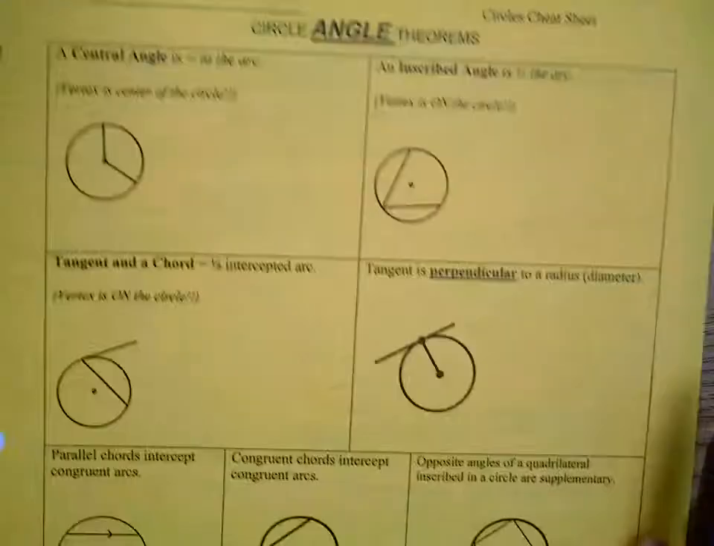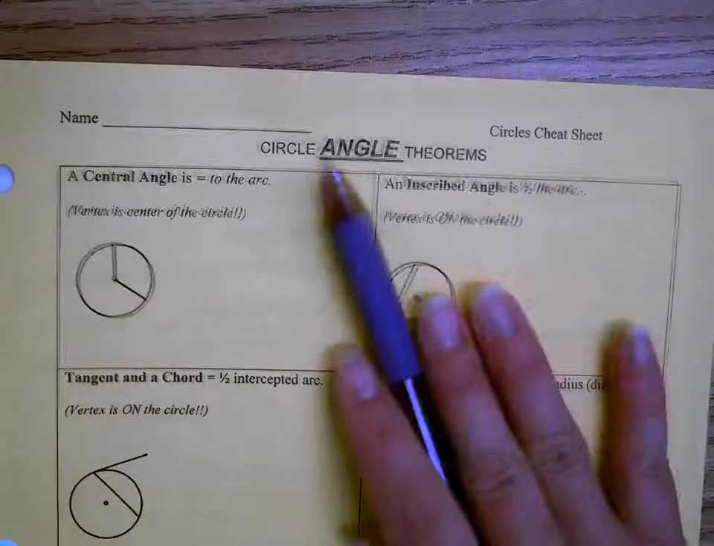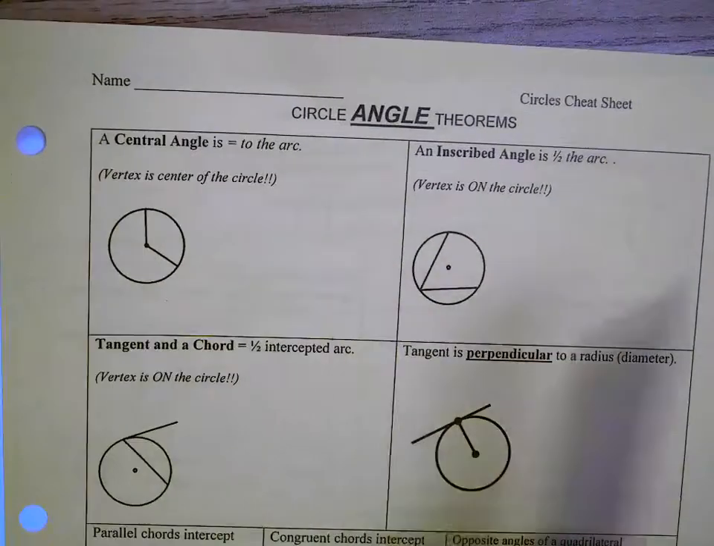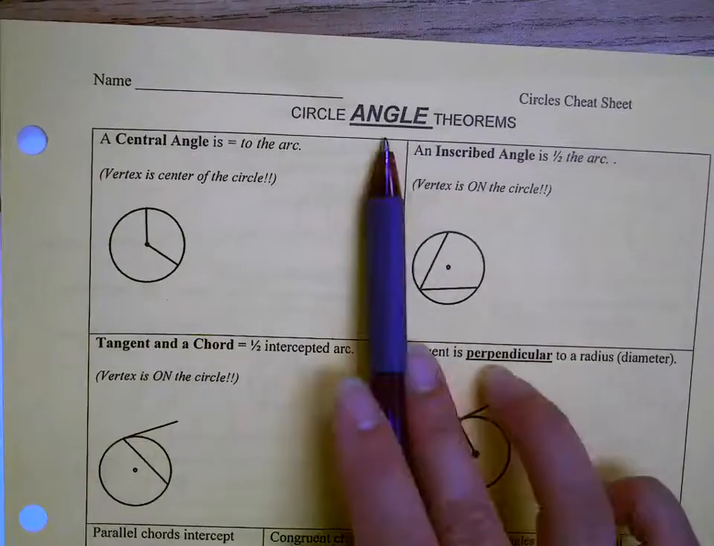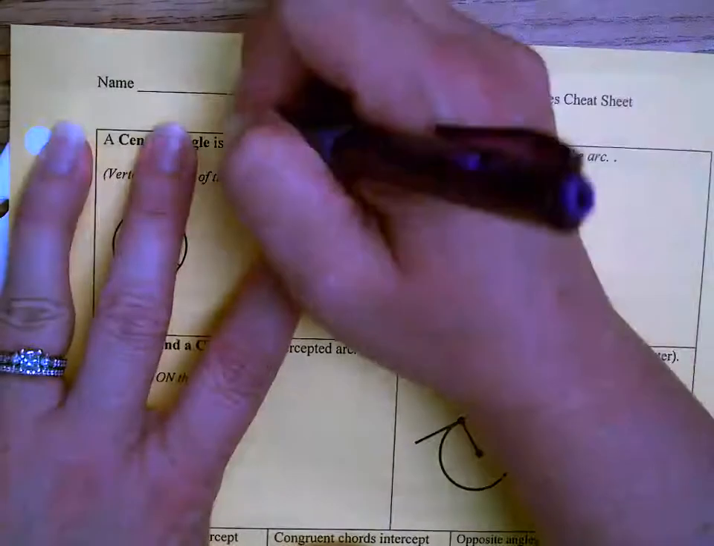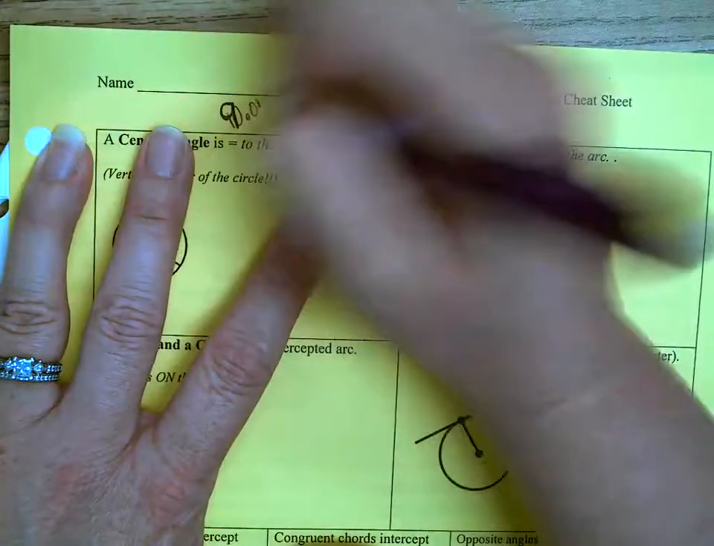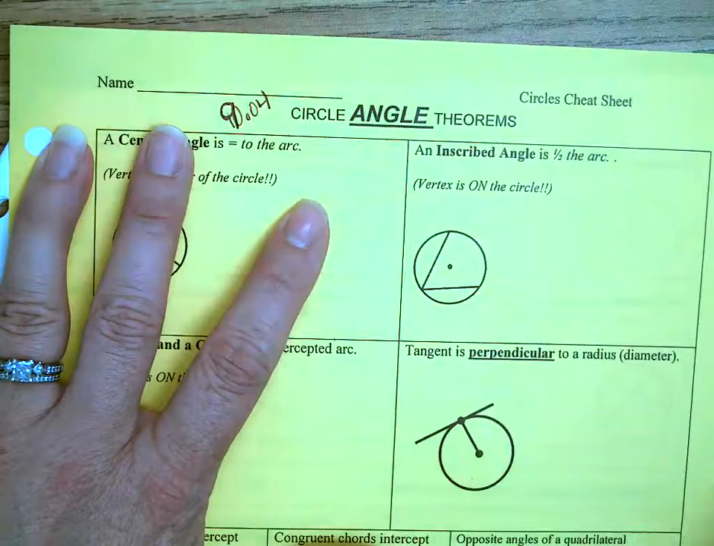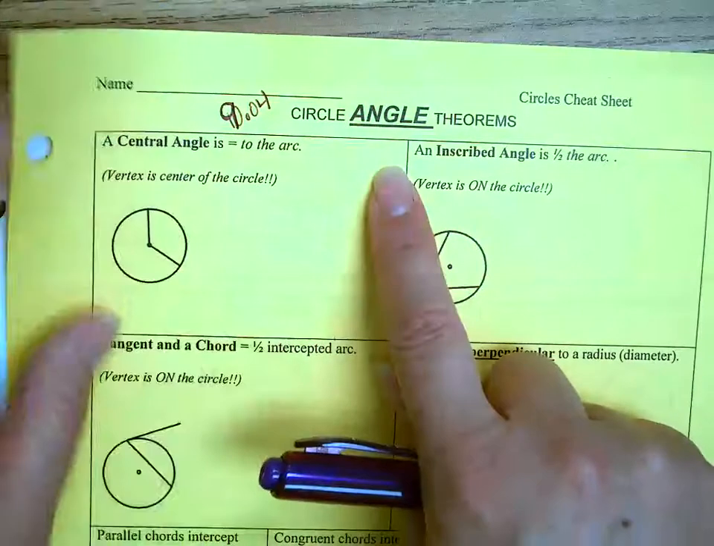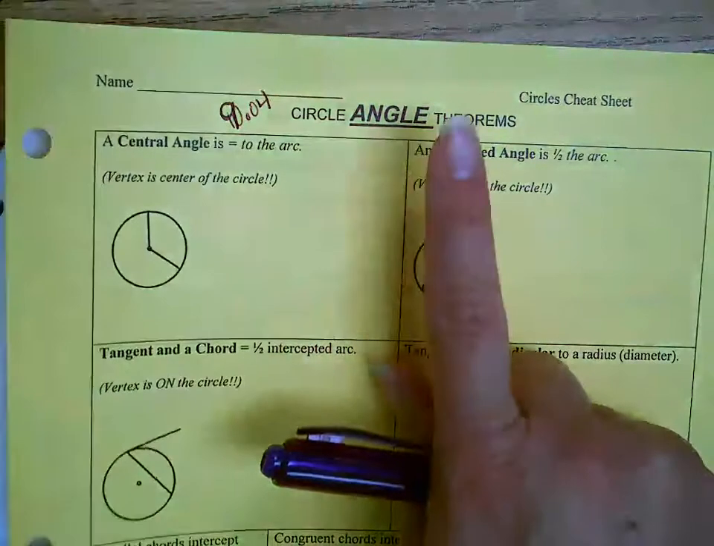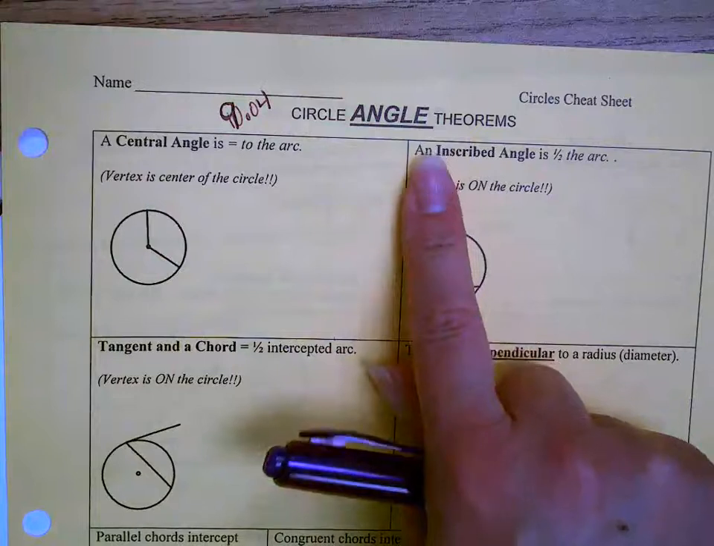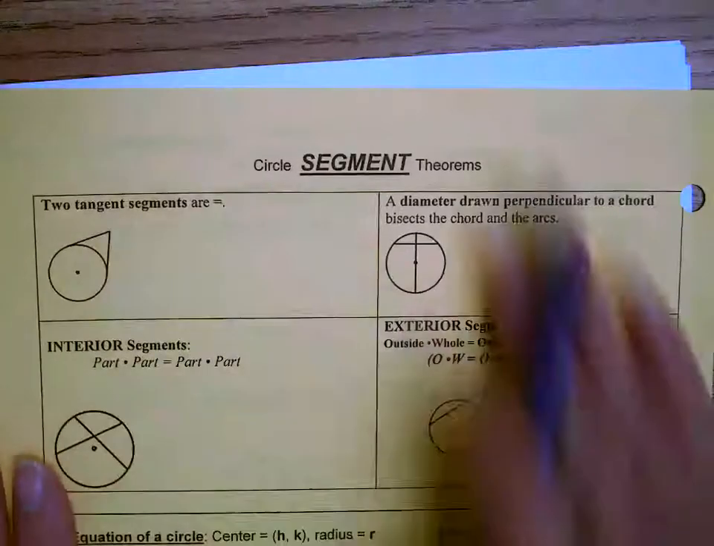So I'm going to start actually with the yellow sheet that you have, or the circles cheat sheet. The front side is all your angle rules. That's going to be Notes 9.04, which is going to be later this week or next week for you. We're going to be on the back page today.